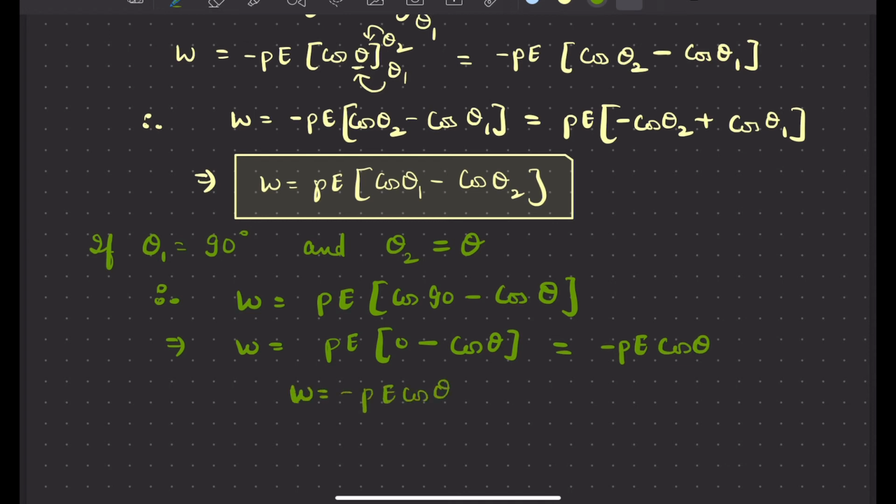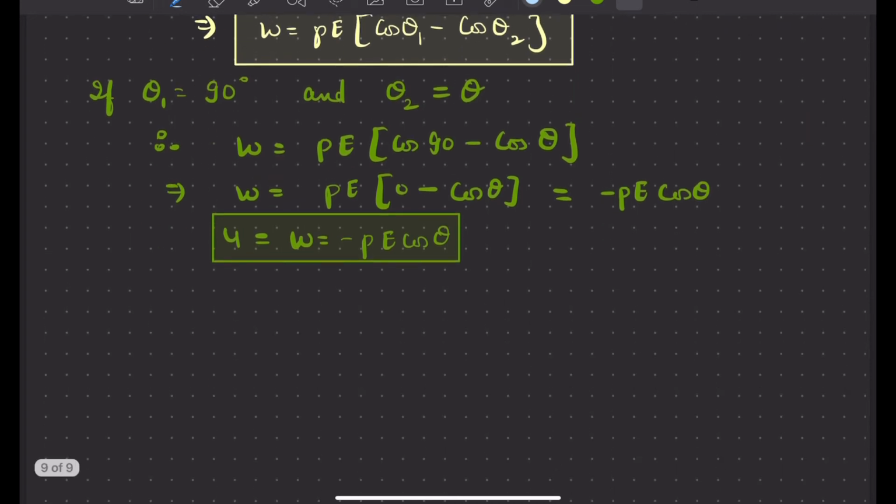This work done, equal to minus PE cos theta, is stored in terms of potential energy possessed by the dipole, and hence this expression gives us the amount of potential energy possessed by a dipole. We can also write it in vector form as U is equal to minus p vector dot E vector, because whenever we remove cos theta we always put a dot product, as we have learnt this concept in class 12th kinematics unit.